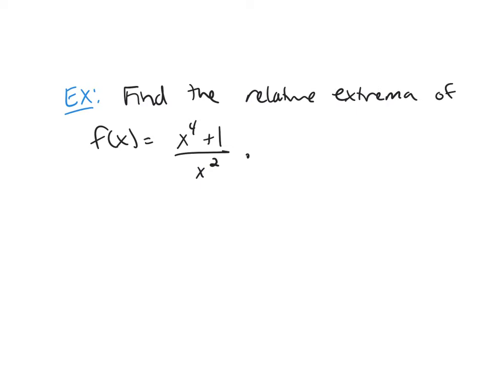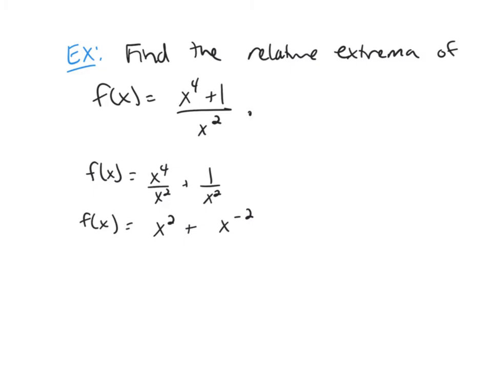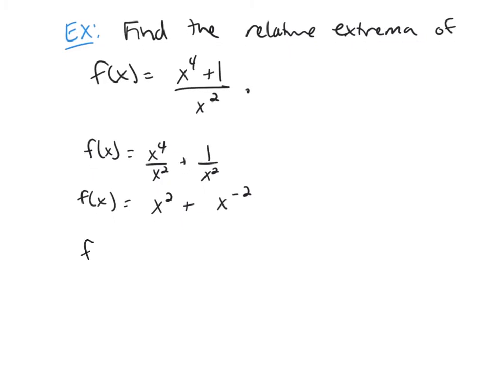So the first thing I'm going to do is rewrite my function. I can split it up into two fractions. So f of x is x squared plus x to the negative second. This will just make it easier so I don't have to use the quotient rule when I find the derivative. f prime of x will be 2x minus 2x to the negative third.